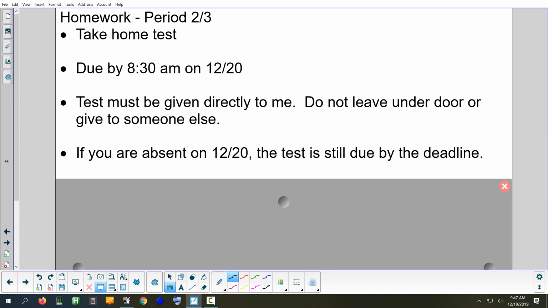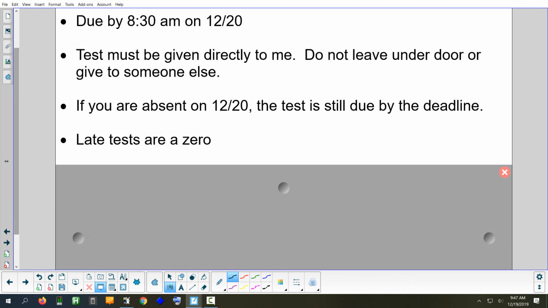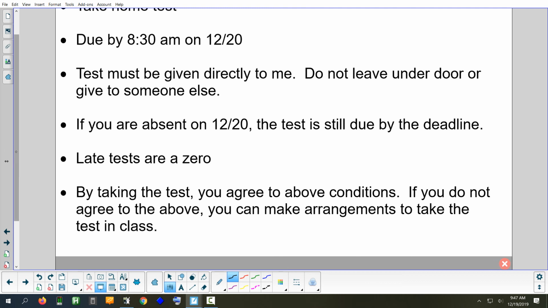If you are absent, the test would still be due by the deadline if you choose to do it as a take-home. It would be due tomorrow by 8:30. If the test is late, it won't be accepted. If it's after 8:30, it will be a 0. So if you decide to do it as a take-home, then pretty much you're agreeing to all that. If you don't want to do it as a take-home, then we can figure out a time for you to do it in class instead.